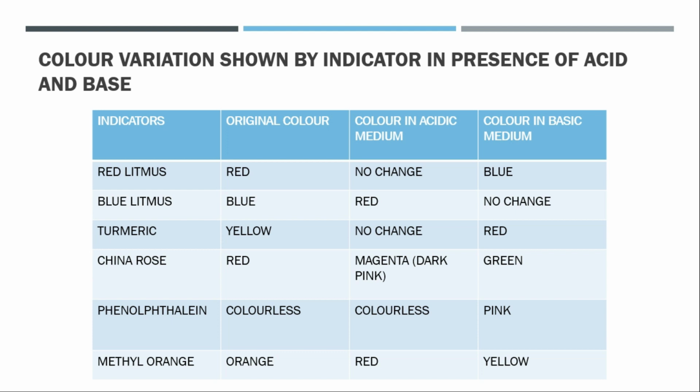Phenolphthalein is colorless, a clear solution like water. In presence of acid it does not show any color change, whereas in presence of base it shows a pink color, from colorless to pink.